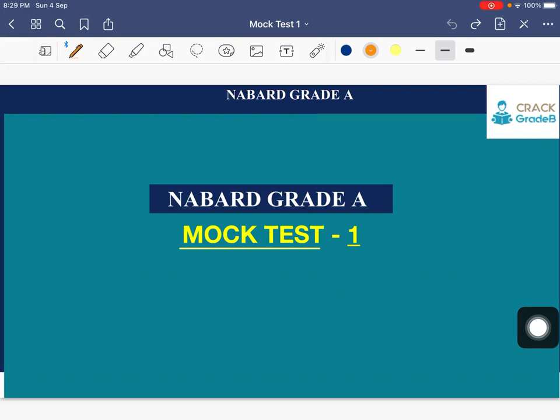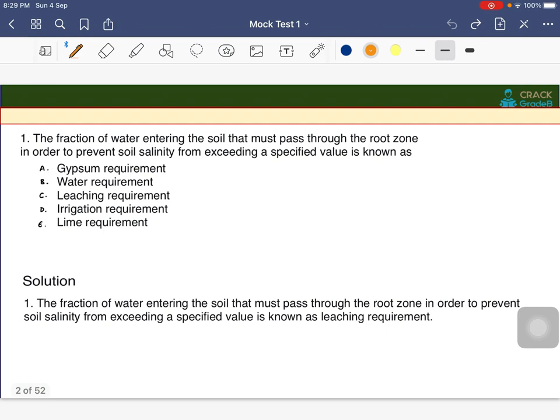Welcome, all. Today we are going to discuss some of the MCQs on the overall syllabus of the NABARD Grade A exam. Okay, the first question is: the fraction of the water entering the soil that must pass through the root zone in order to prevent the soil salinity from exceeding a specified value is known as. Options: gypsum requirement, water requirement, leaching requirement, irrigation requirement, or lime requirement.